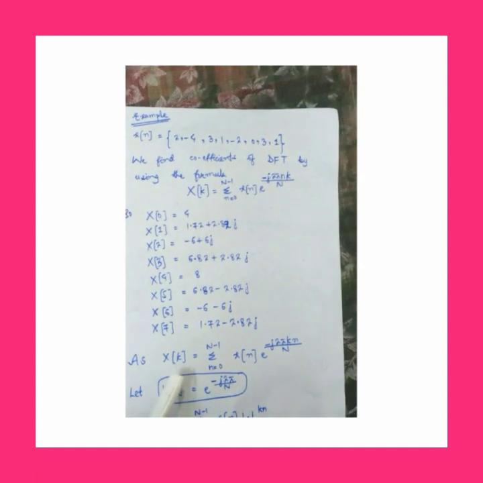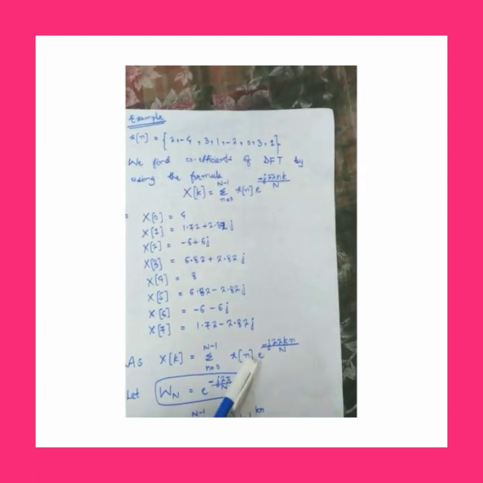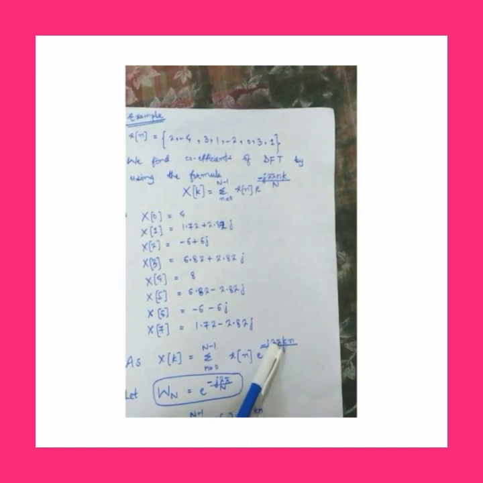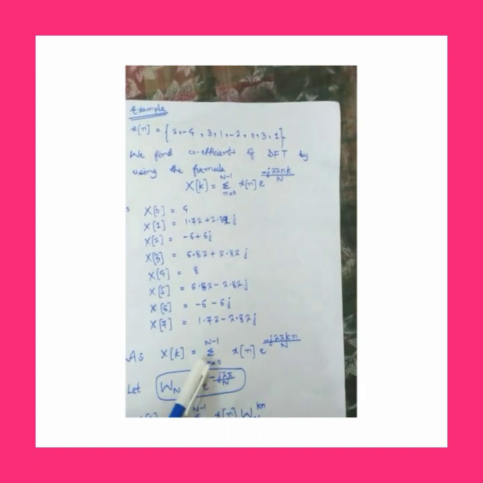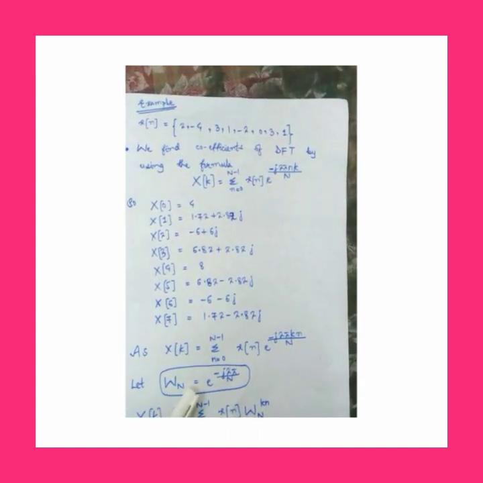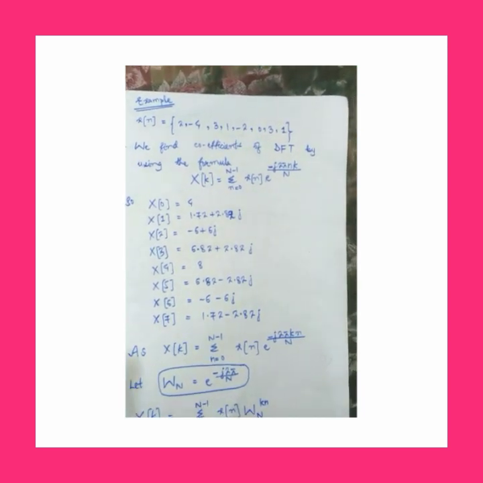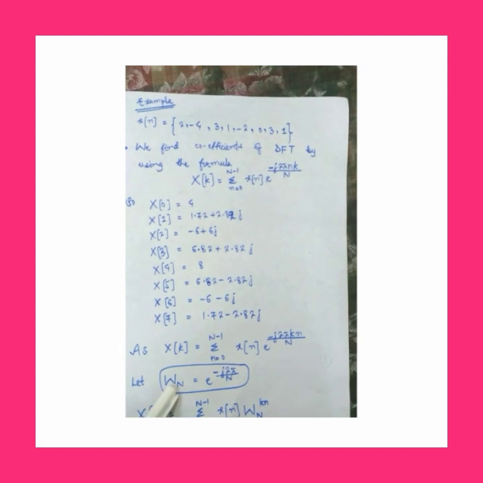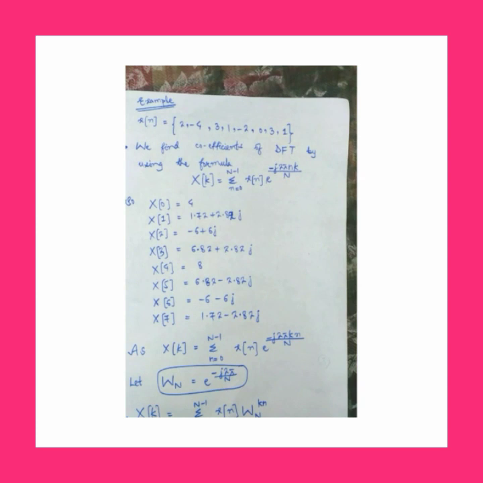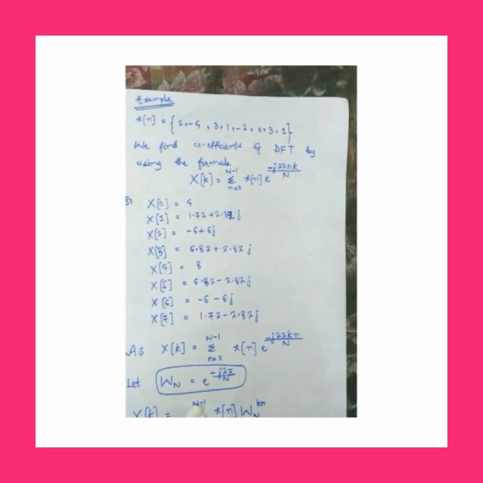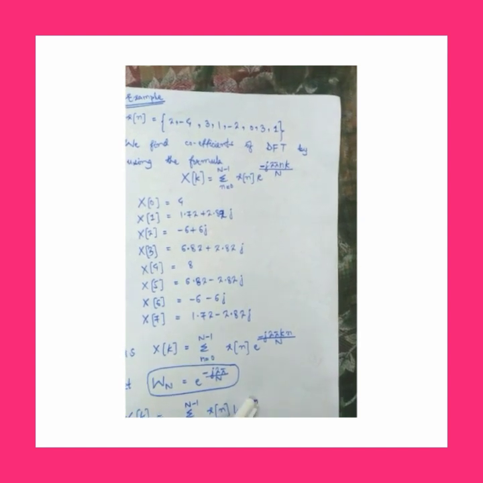As X[k] is equal to summation from n equal to 0 to N minus 1 x[n] e raised to power minus j 2 pi k n divided by capital N, now we will let W_N is equal to e raised to power minus j 2 pi by N. By substituting this value in this equation, we obtain X[k] is equal to summation n equal to 0 to N minus 1 x[n] W_N raised to power kn.